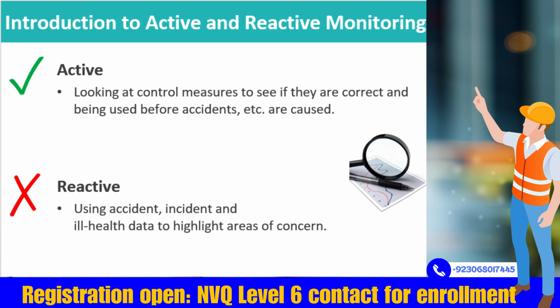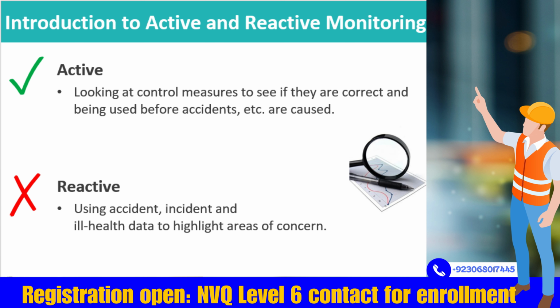Proactive checking of control measures. Active monitoring involves regularly checking whether the safety controls are correctly in place and functioning. It ensures that all safety protocols, training, and equipment align with organizational standards and safety regulations. Okay, let's understand with some examples of active monitoring.